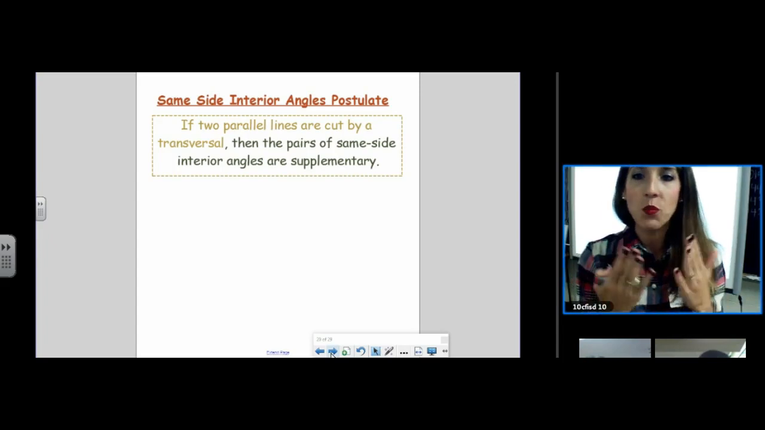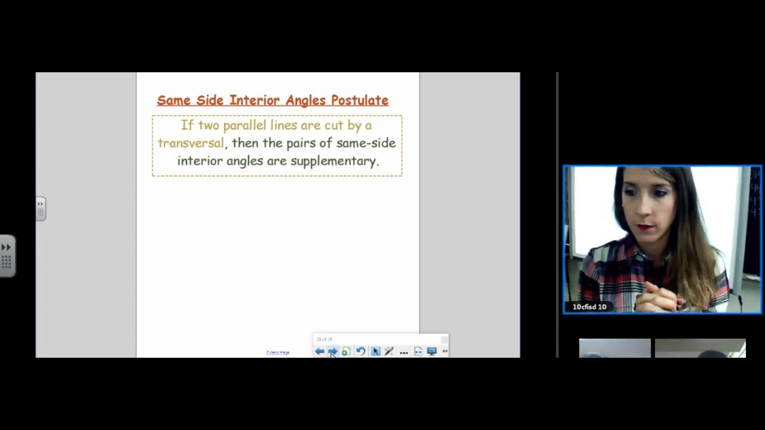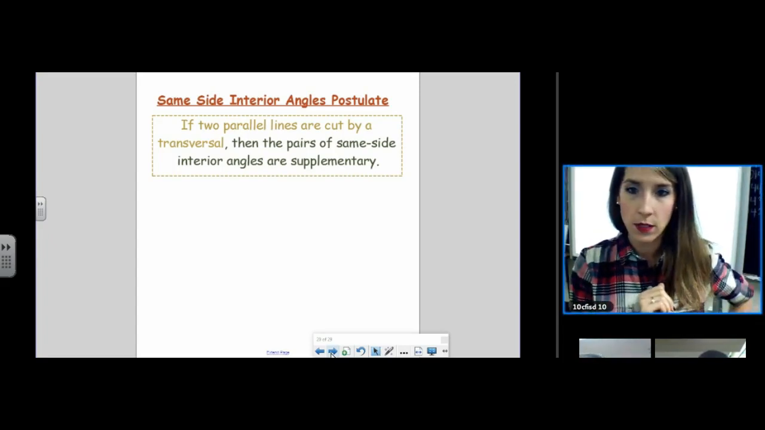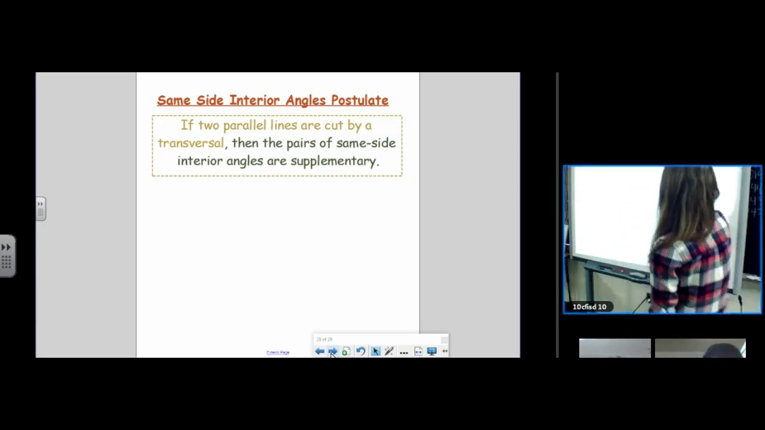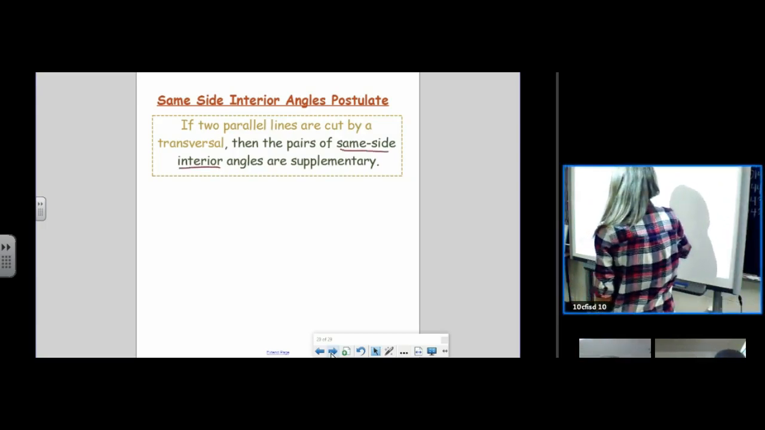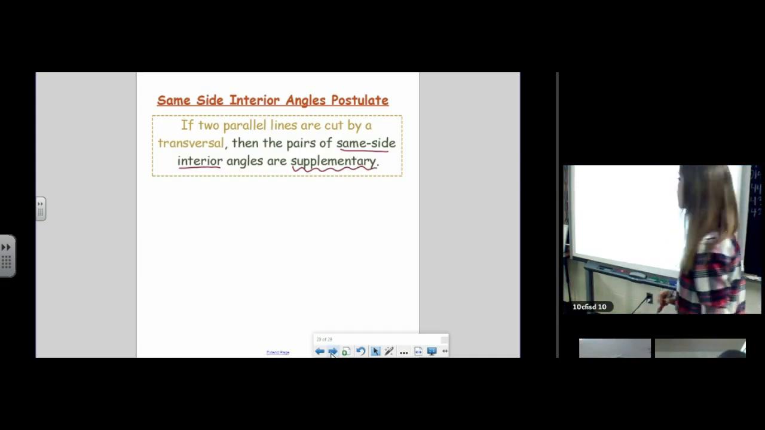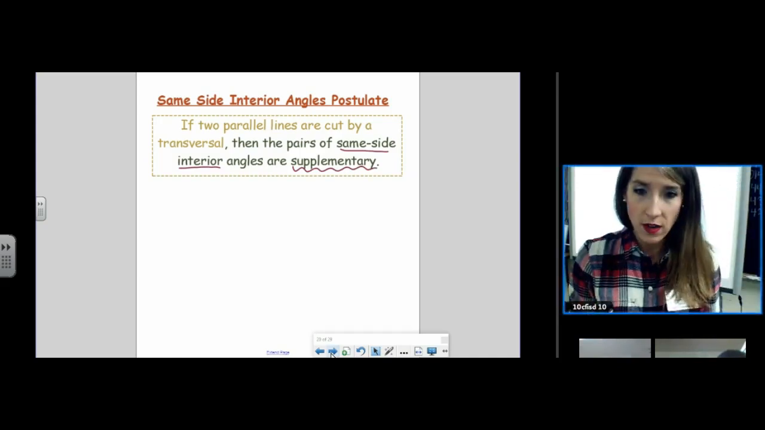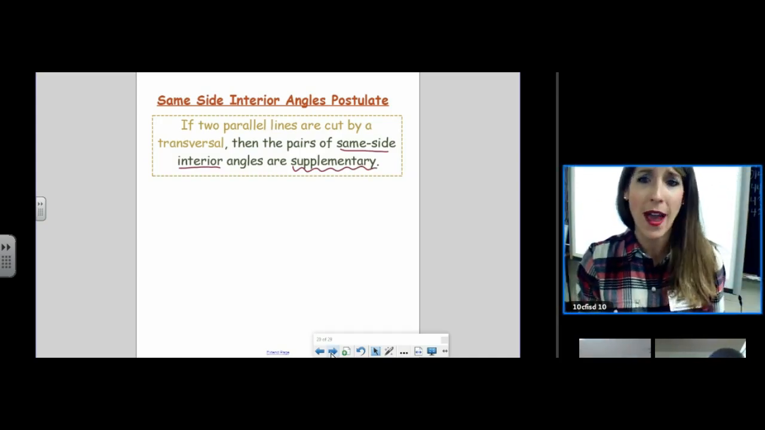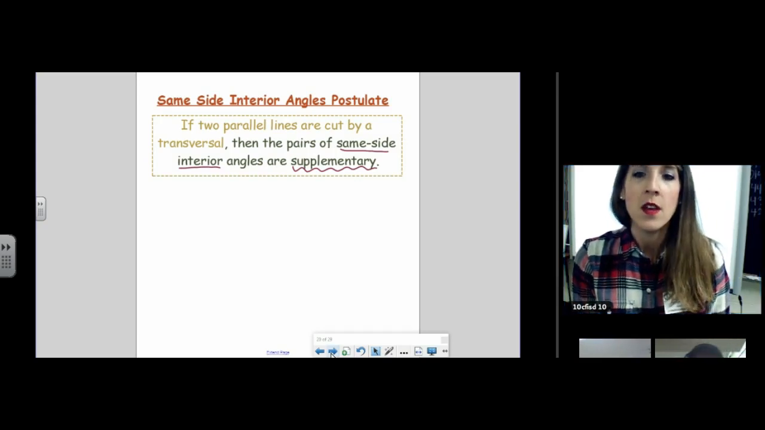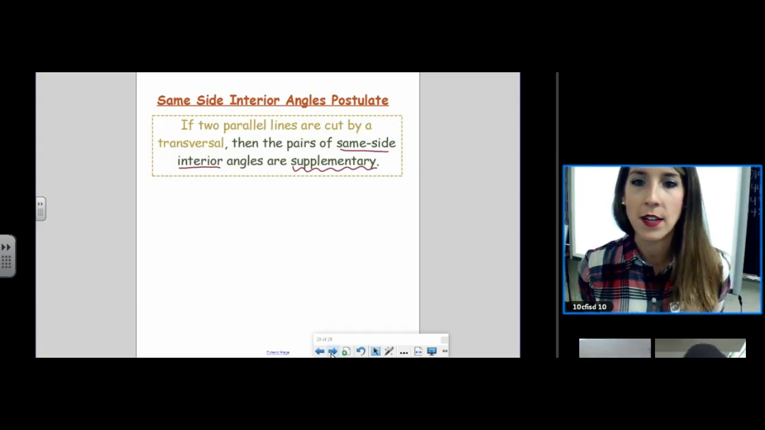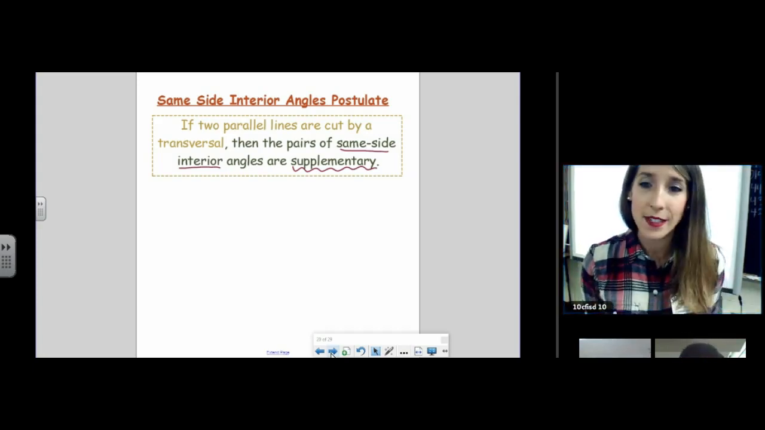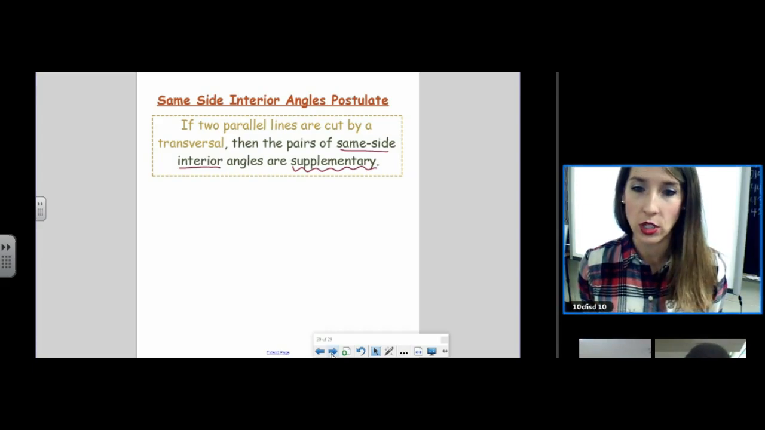I want you to write this one postulate in your notes. We're not going to write any of the other ones because all the other ones sound the same, except this part changes each time and this part changes each time. But I want you to have one of them in your notes, and then later at home you can write all 5 if you want. Same side interior angles postulate: if 2 parallel lines are cut by a transversal, then the pairs of same side interior angles are supplementary.